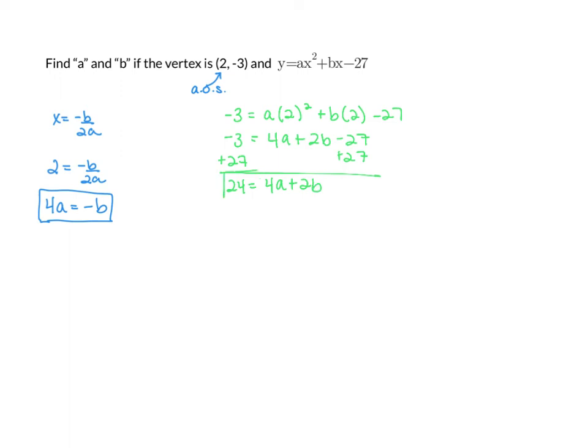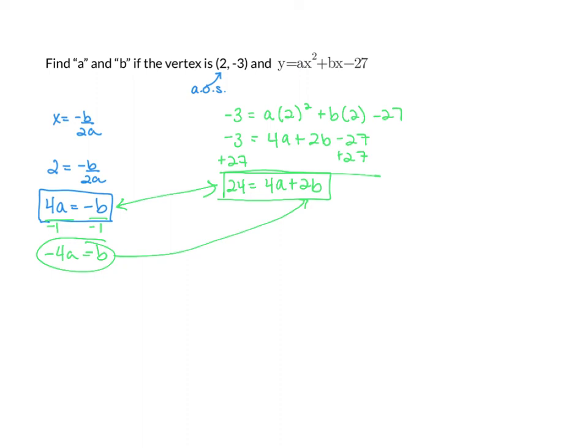Now what you'll notice is I have a system of equations. I have two equations, both with two variables that I need to solve. My suggestion to you would be to rework this one just a little bit. Let's divide both sides by negative 1 to get b equals negative 4a. Why do you think I might do that? Because now I can substitute this in place for b.